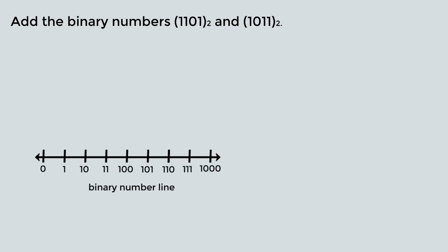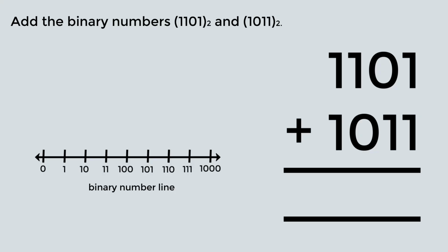Now let's look at addition. Suppose we want to add the binary numbers 1101 and 1011. The small 2 at the bottom right of these numbers tells us that these 2 numbers are written in base 2. In base 2, we only have 2 digits, 0 and 1. Firstly, we align the numbers on the right, just like we would in base 10 addition. Then, we start from the rightmost column.